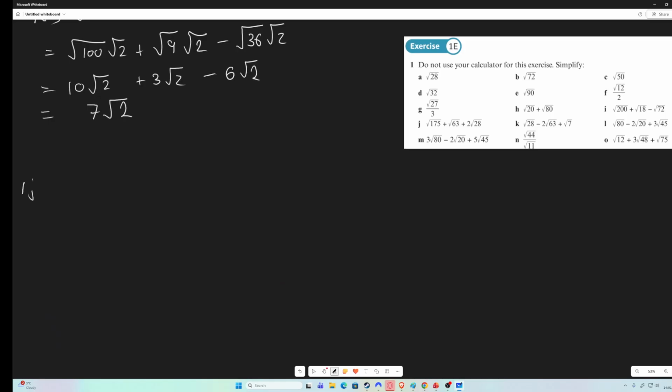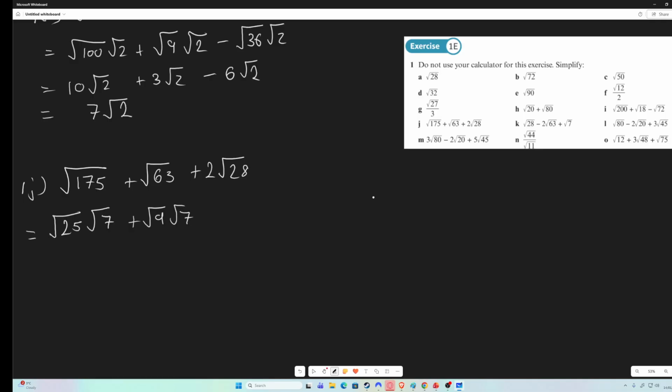1j, we have root 175 plus root 63 plus 2 root 28. 175 is definitely 25 times 7, so that's root 25 root 7 plus root 9 root 7 plus 2 root 4 root 7, so that is 5 root 7 plus 3 root 7 plus 2 times 2 is 4 root 7, so the answer is 12 root 7.